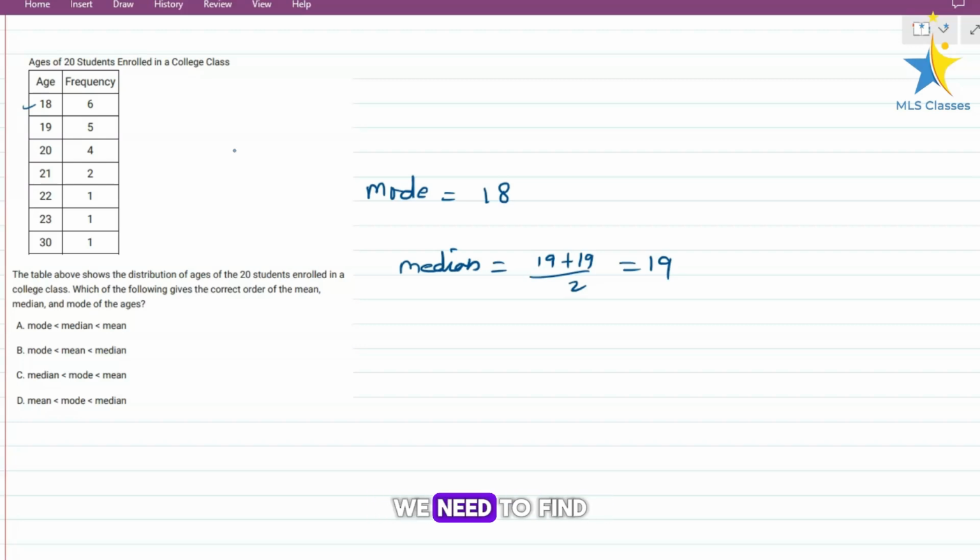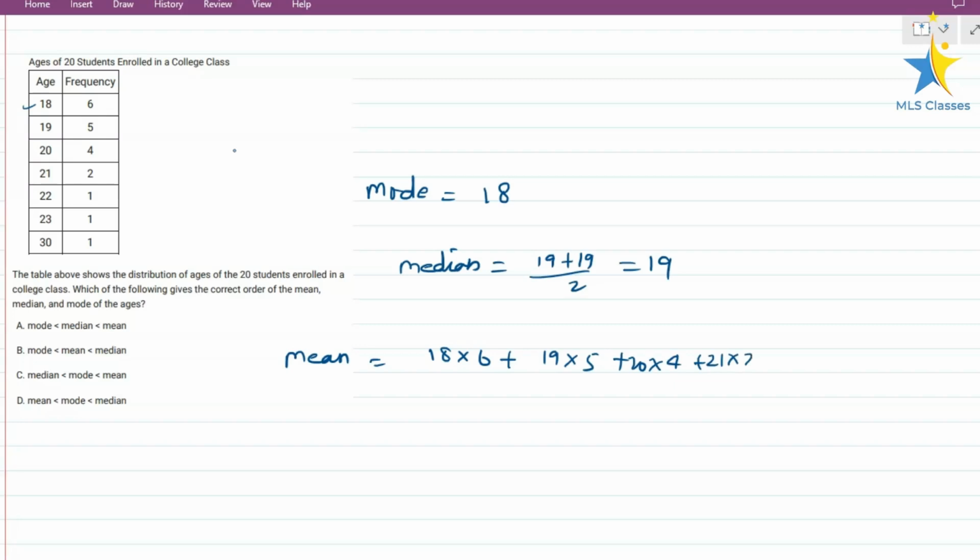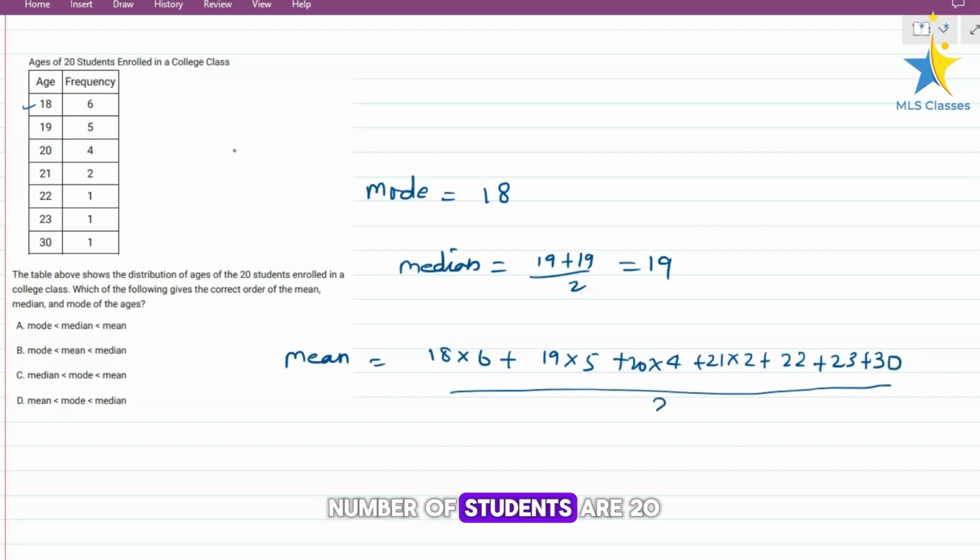Now what we have to do? We have to find the mean, and mean is the sum of data values divided by number of data values. Since frequency is given, mean can be written as 18 times 6 plus 19 times 5 plus 20 times 4 plus 21 times 2 plus 22 times 1. And divided by the total number of students, which is 20.